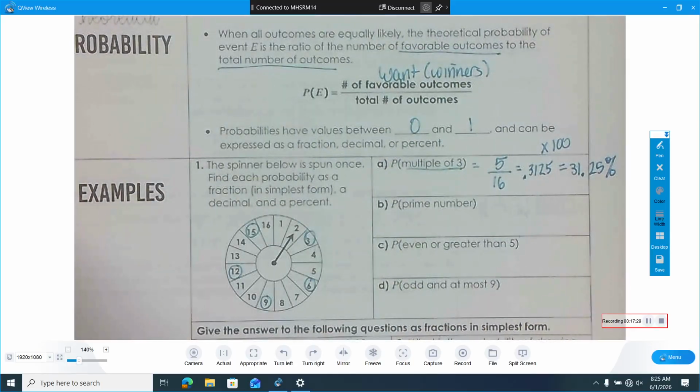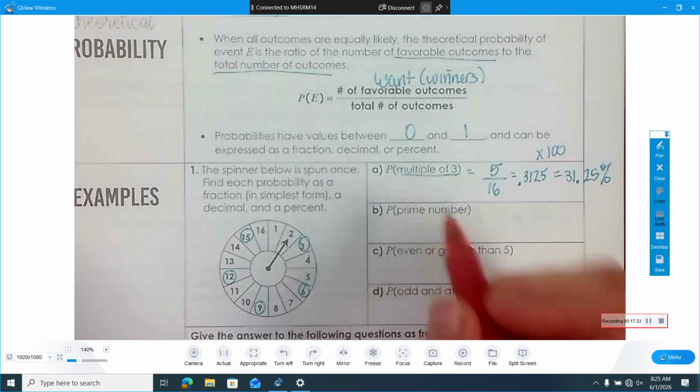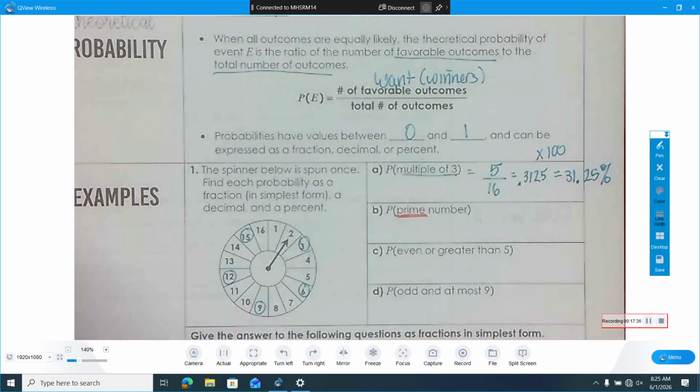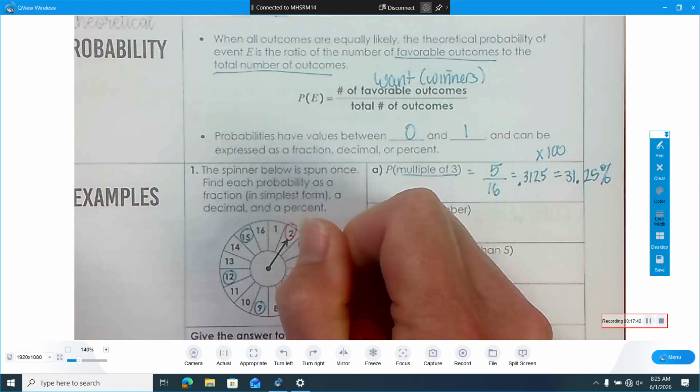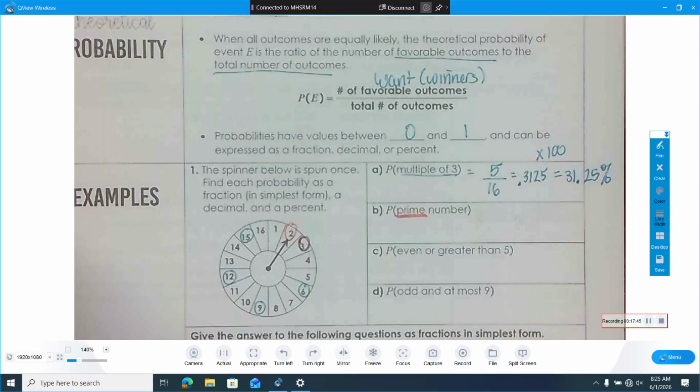All right. So the blue color is a multiple of 3. What's the probability we get a prime number? Ooh, what are the prime numbers? 2. 5. 3 is also prime. What makes a prime number?